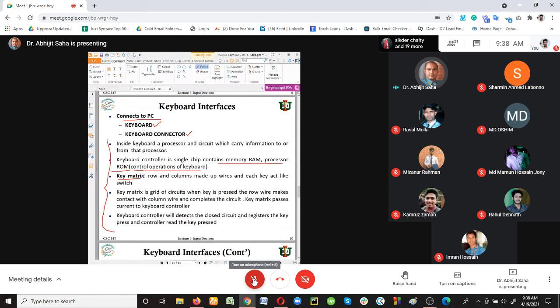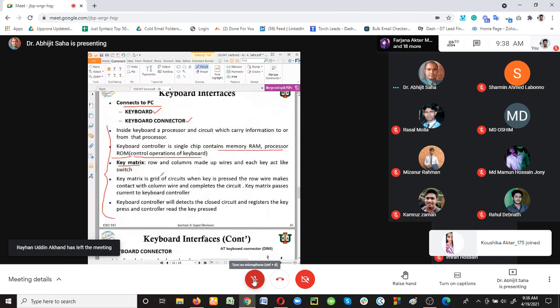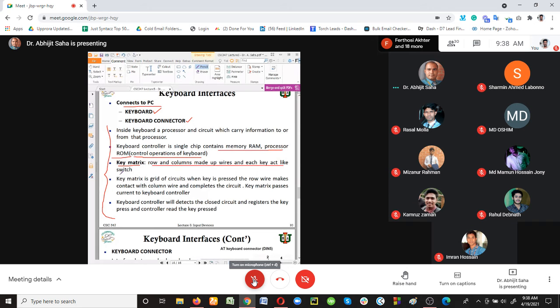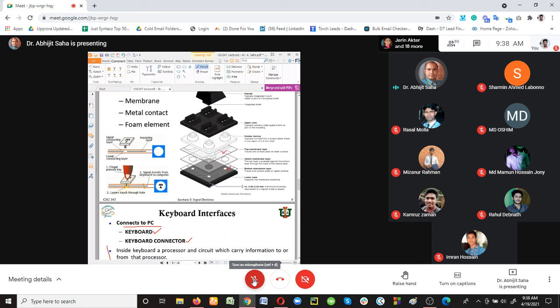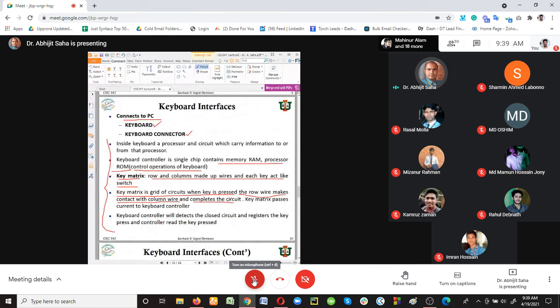And we have learned there is a key matrix. We know there are three layers basically, with row and column. Rows and columns are made up in pairs, and each key acts as a switch. The key matrix is a grid of circuits. When a key is pressed, the row makes contact with the column, and that is what we say closes or completes the circuit. When we press the key, the two contact points touch, and the circuit is complete or closed.